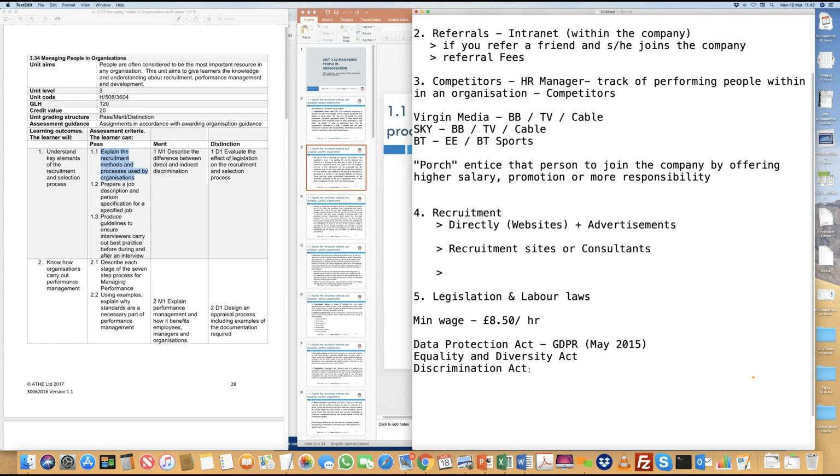So in this particular learning outcome, first we need to understand key legislation and labor law in the context of the UK market in particular, and then we need to look at one or two specific laws which are directly related to recruitment and selection.